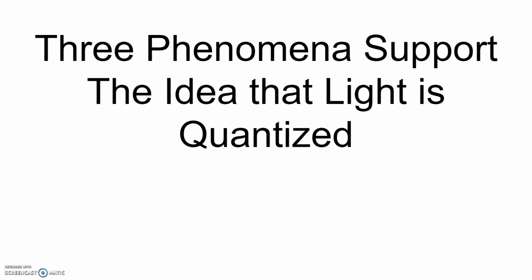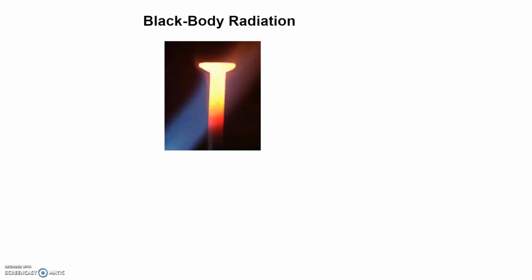Now, how did scientists discover this? There were three phenomena that supported the idea that light is quantized. Let's take a look at the first one. The first one is blackbody radiation. And that's something that you may not have heard about before, but you've definitely experienced.